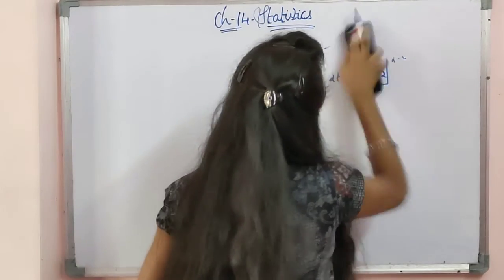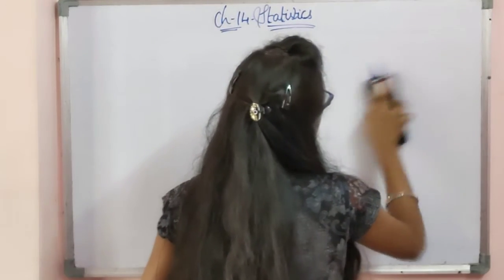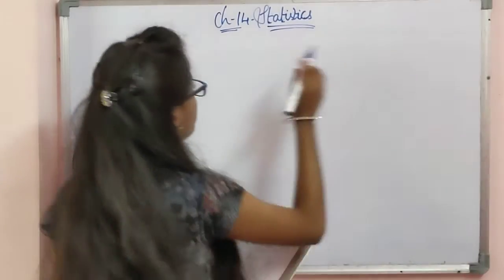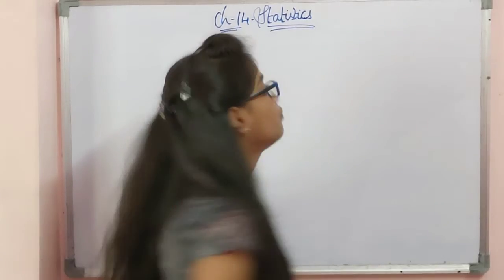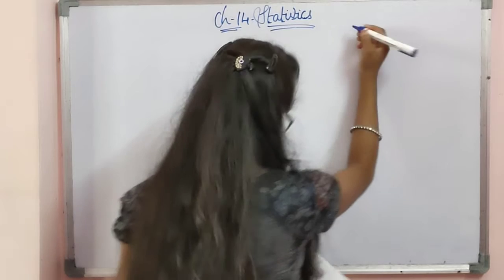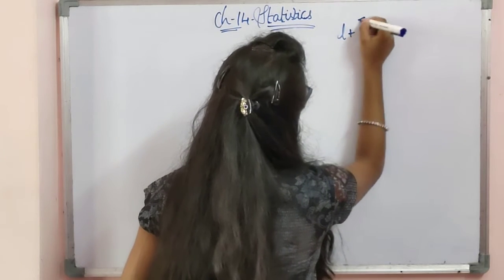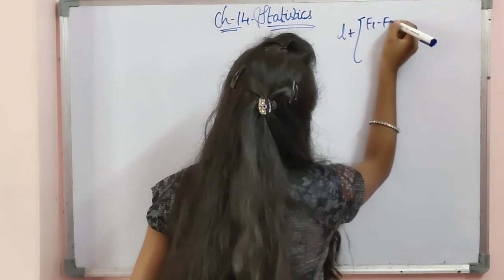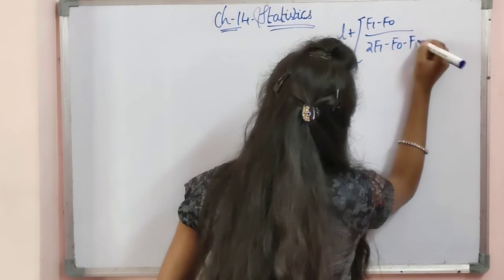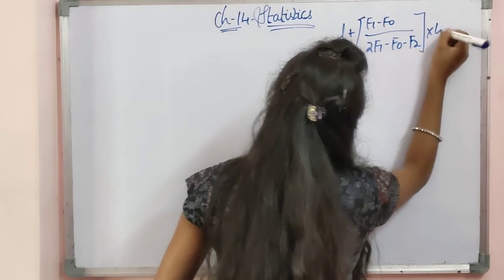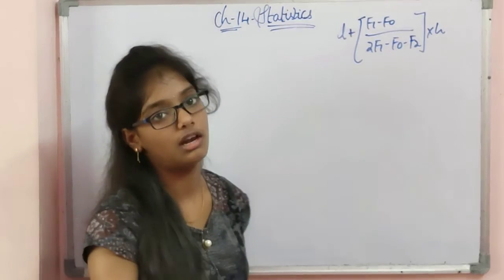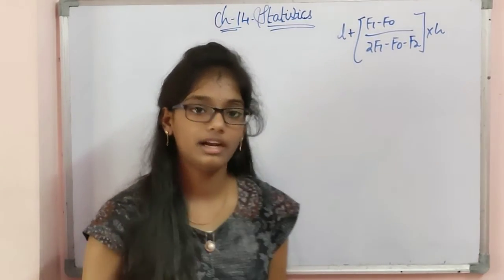So I am going to take a problem and do this particular sum. How to do the problem when they ask you to do it with mode. So I am just writing here the formula as L plus F1 minus F0 by 2F1 minus F0 minus F2 into H. So I am taking a problem. In this particular mode, we have only 2 columns. These columns are given already in the question.